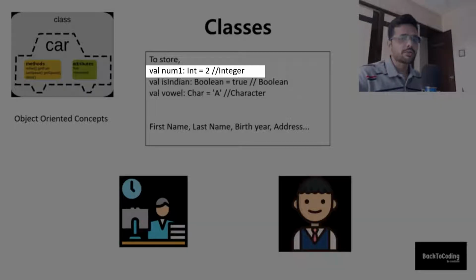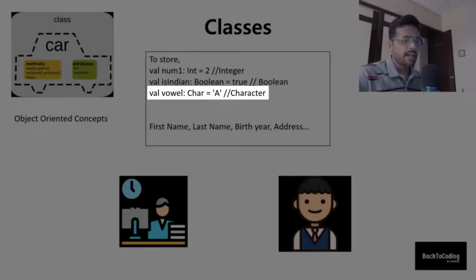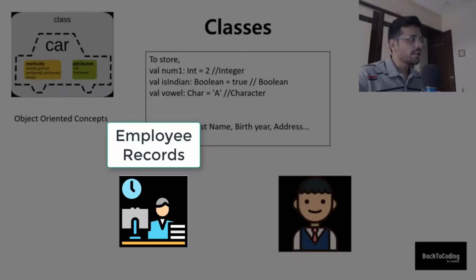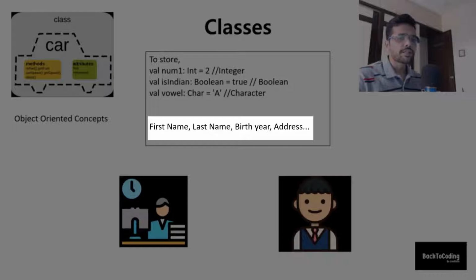To store integer type of data, you have the integer type. To store true or false, you have boolean. To store characters, you have char, and so on. Now what about storing an employee type of data? Or let's say student records, which has first name, last name, birth year, address, etc.